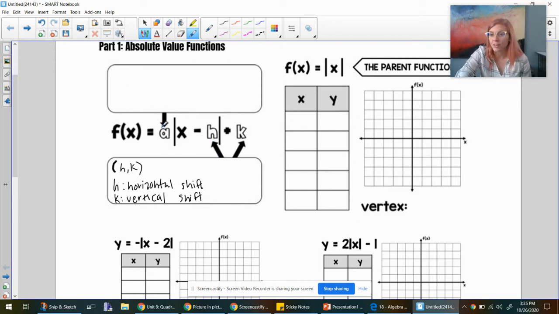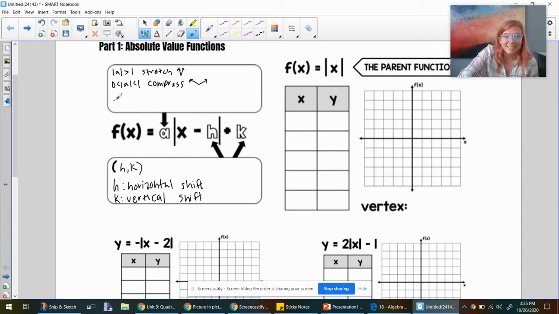A is going to be very similar to the A in a quadratic function. When the absolute value of A is bigger than 1, it is going to act as a stretch. That means our graph is going to get taller and narrower. When the absolute value of A is between 0 and 1, so when it's a fraction or a decimal, it is going to compress. That means it gets a lot wider.